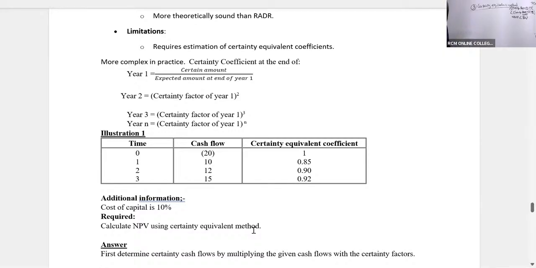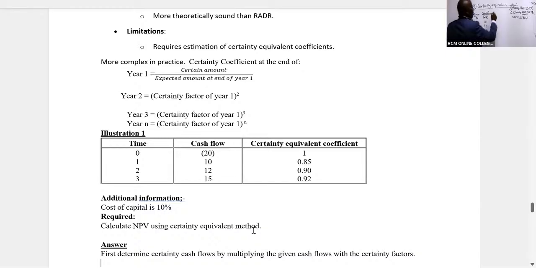How shall I do this? Number one, copy the table the way it is. So we have time, right? So time, we have 0, 1, 2, 3. Then we have our cash flows. So our cash flows, what do we have here? We have 20, then we have 10, 12, and 15.